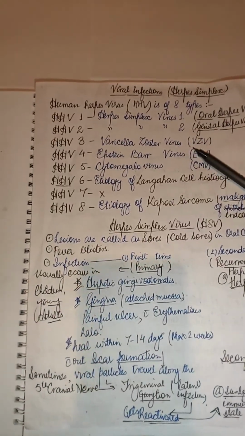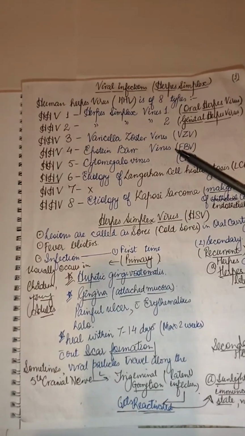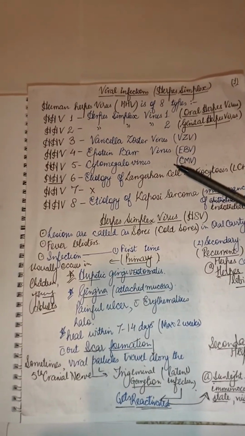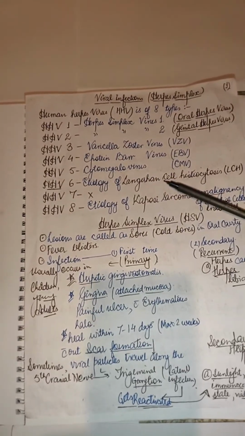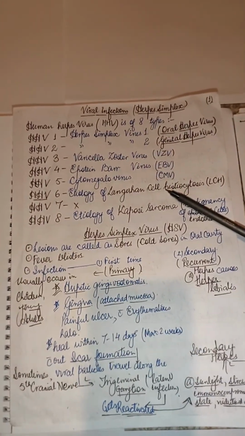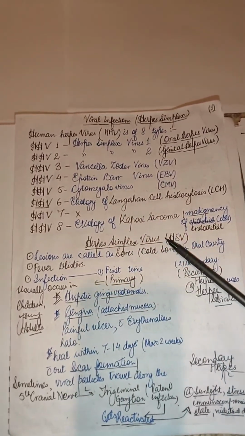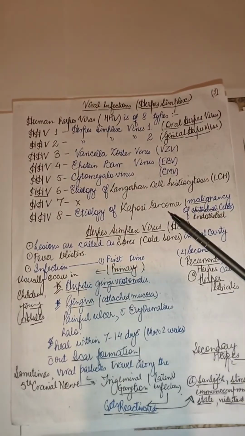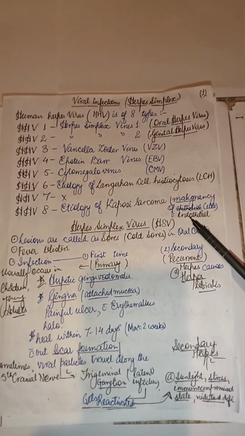Moving on to the third, human herpes virus 3, which is called the varicella zoster virus; human herpes virus 4, which is called the Epstein-Barr virus; and human herpes virus 5, which is also known as the cytomegalovirus. Now, HHV6 is related to the etiology of Langerhans cell histiocytosis. HHV7 is not there, and HHV8 is responsible for the etiology of Kaposi sarcoma. Kaposi sarcoma is a malignancy of the endothelial cells.